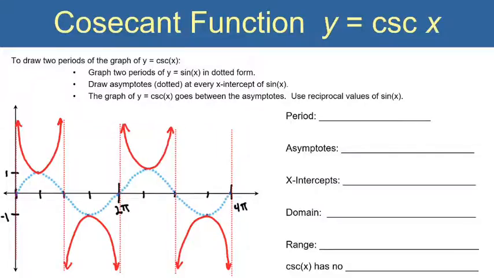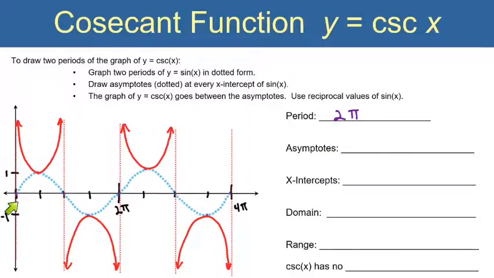Now the period, remember, is how many radians it takes to get from the beginning of one cycle to the beginning of the next cycle. And since cosecant is based on the sine function, they have to have the same period. So the period of the sine function is 2 pi radians, and therefore the period of the cosecant function is also 2 pi radians.